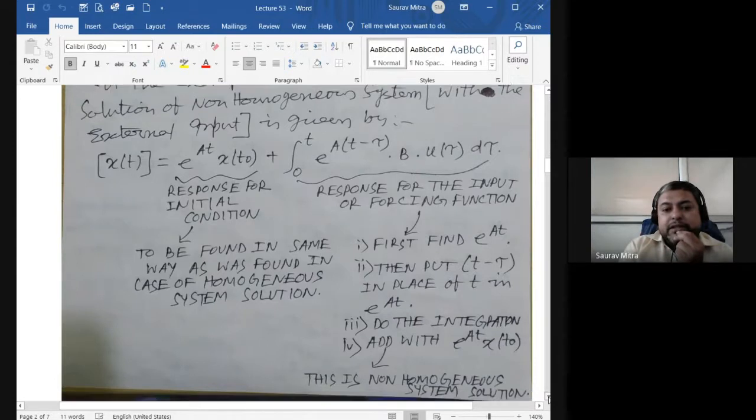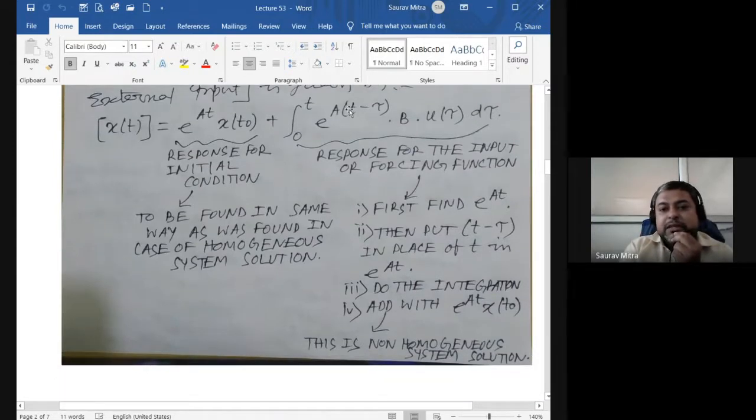So how to find this non-homogeneous system response? That means how to find the system response for a given input. This first part is the system response for the initial condition, whatever energy is already stored in the system. Due to that, what is the system response? That part is given by e raised to A t into x(t0). This is called the zero input response. And this latter part is called the zero state response, ZSR. And total response is equal to ZIR plus ZSR.